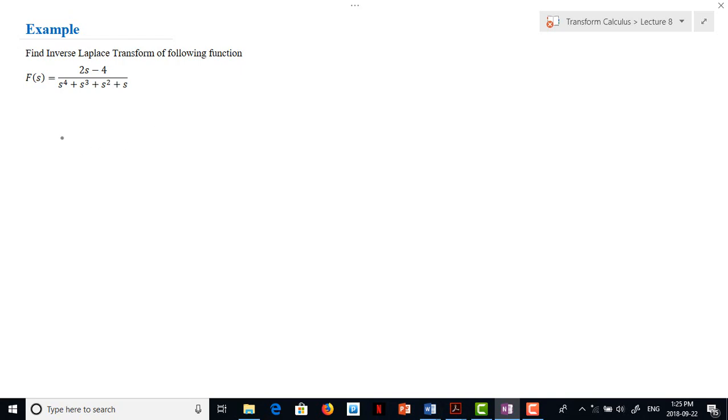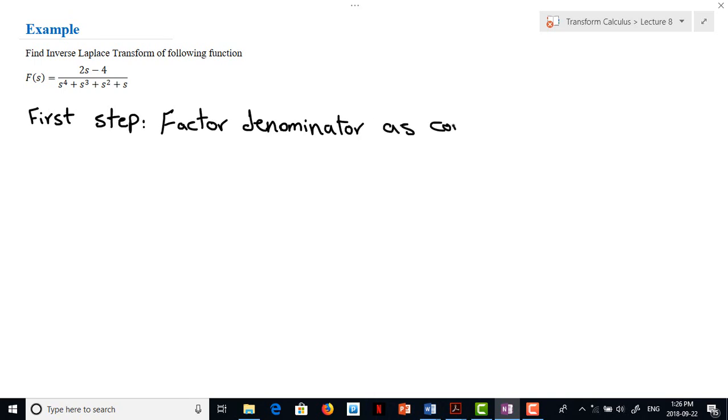So in the last lecture we said in order to use partial fraction decomposition, the first step is factoring the denominator as much as possible, as completely as possible. First step: factor the denominator as completely as possible.